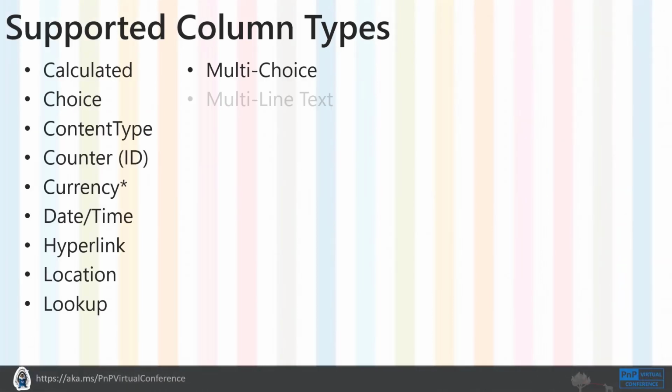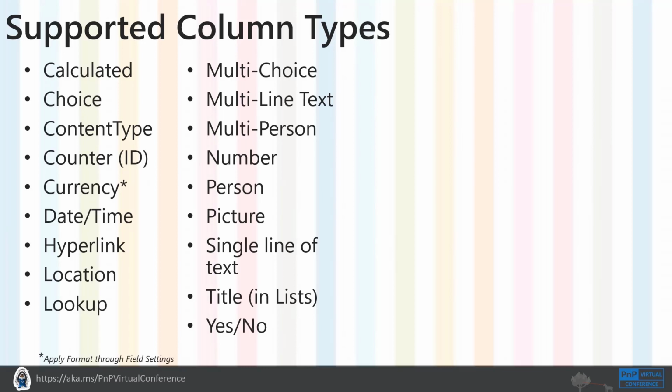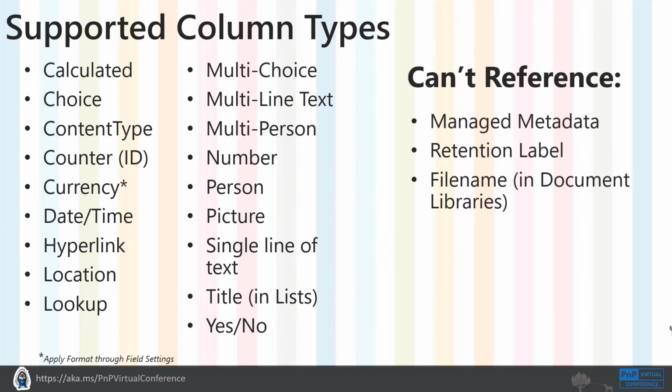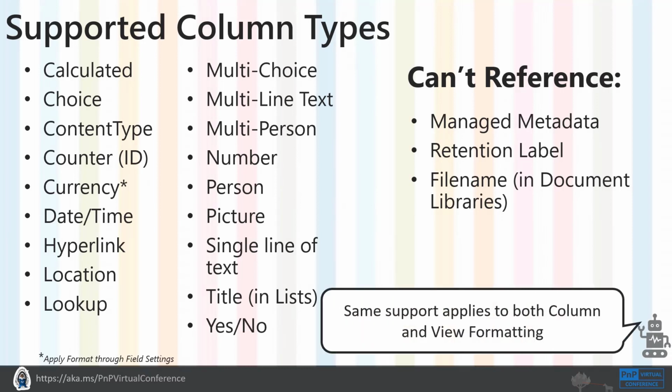Now, in column formatting and view formatting, there's very good support across the board for all the field types. You can use those. However, there are a couple you can't reference, whether that's in view formatting or column formatting. The biggest one of those is managed metadata. But there are a couple other ones as well. So if you turn on ratings for a list, for instance, you can't get all of those field types necessarily. By and large, everything in your list can be referenced inside your formats, and you can make decisions based on them or display individual properties such as like the hyperlink. You can display the description or the URL. You can grab the person, get their email or the display name as needed.